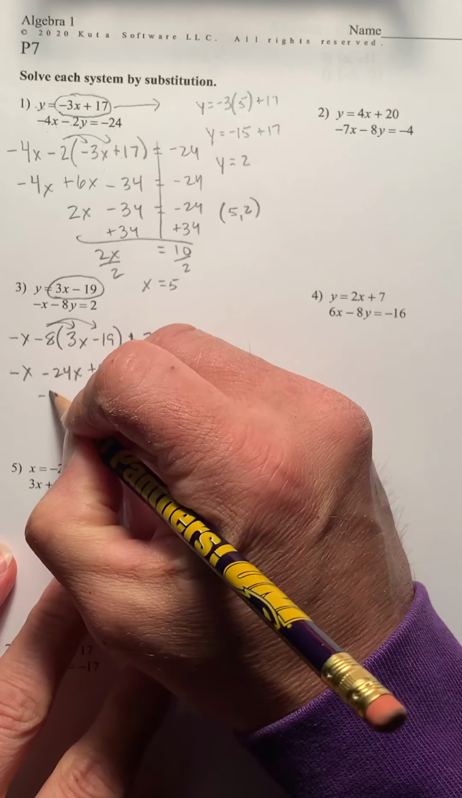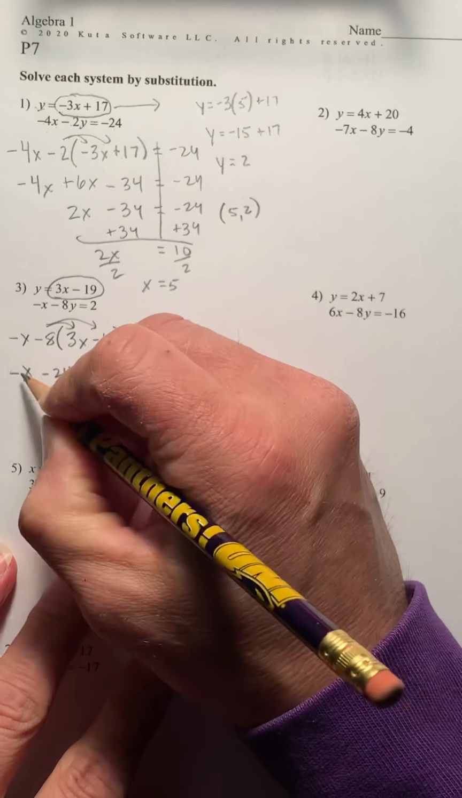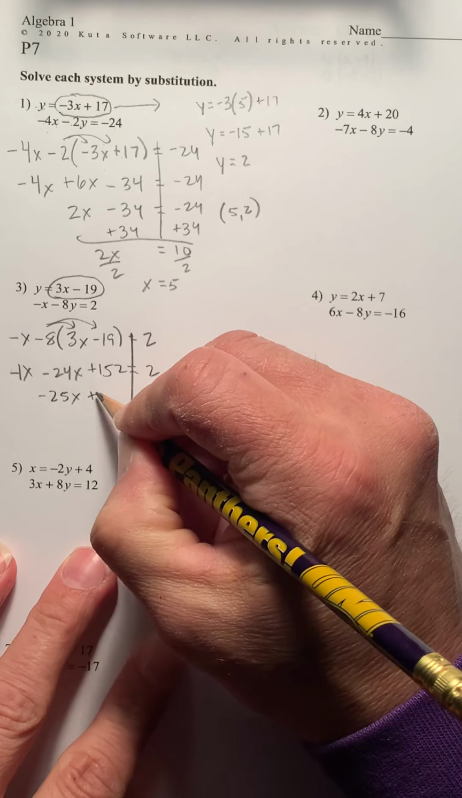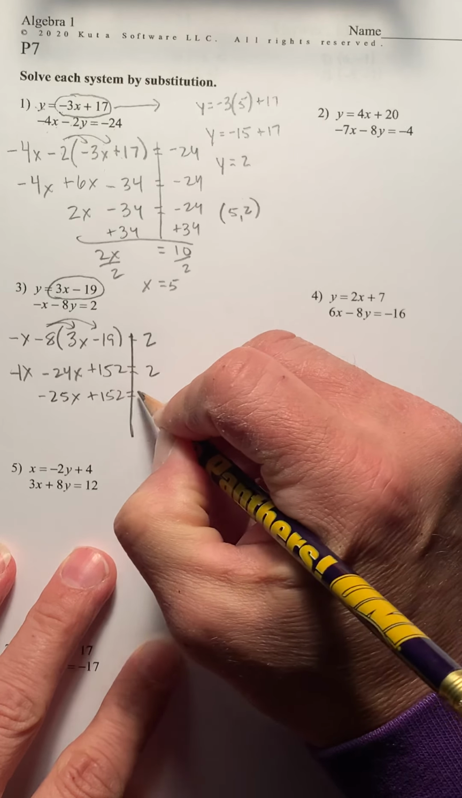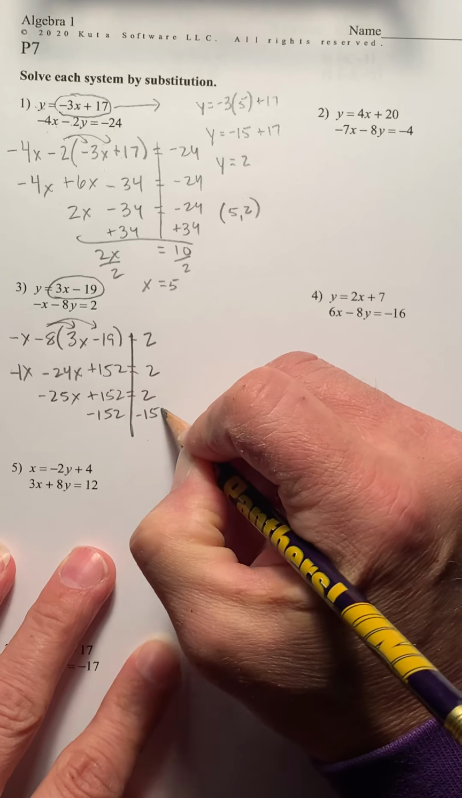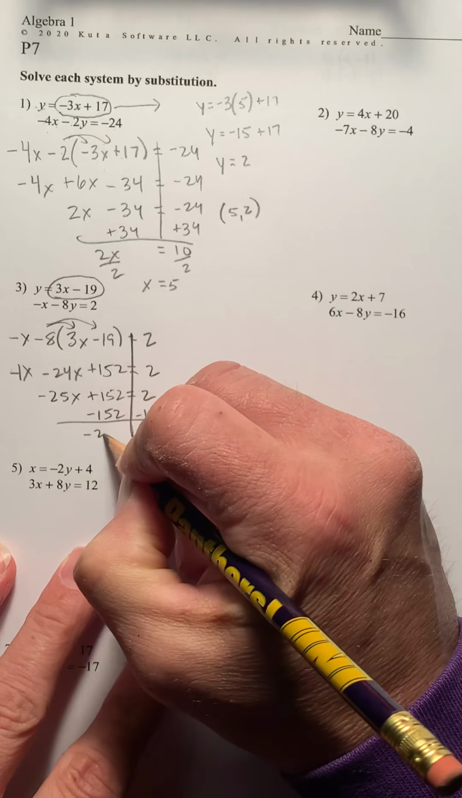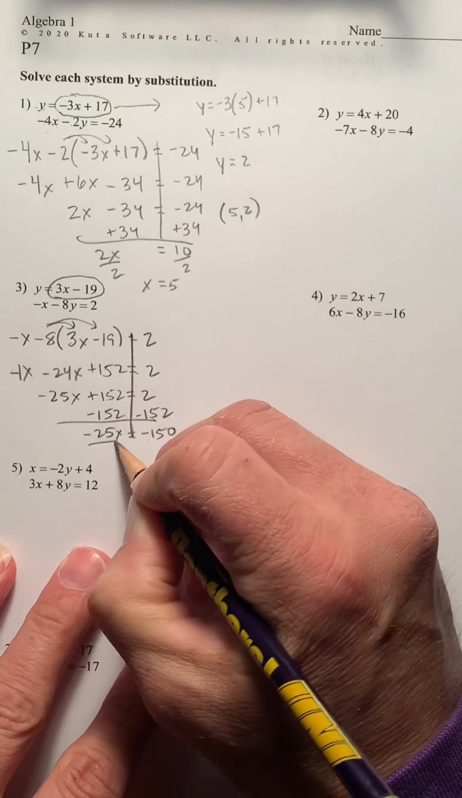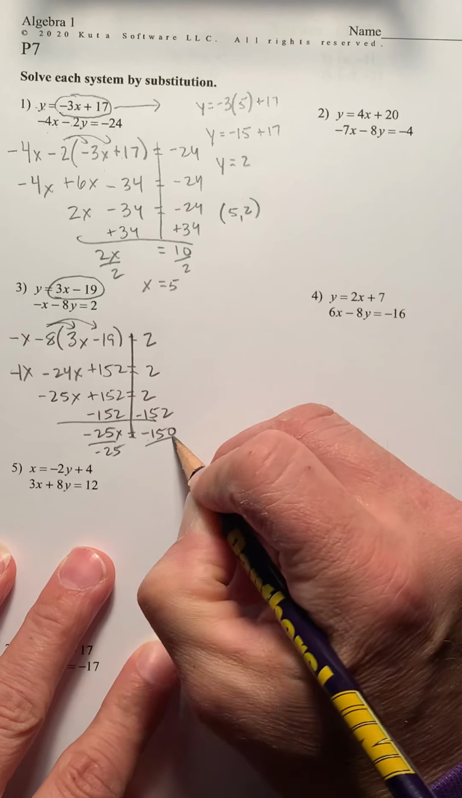Combining my like terms, I have a negative 25x. Remember, this is a negative 1 if we need to write that in. Plus 152 is equal to 2. We're going to minus the 152. So we have negative 25x, and we have a negative 150. Of course, we're going to divide by negative 25.